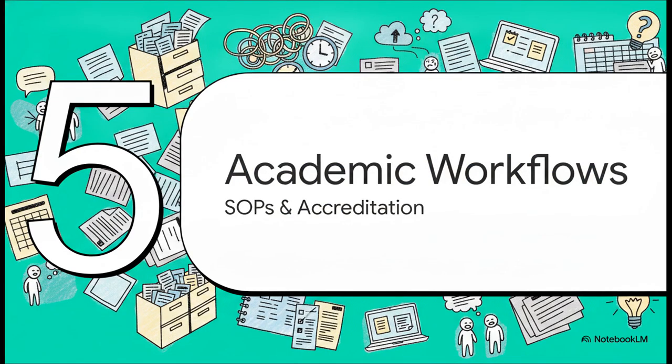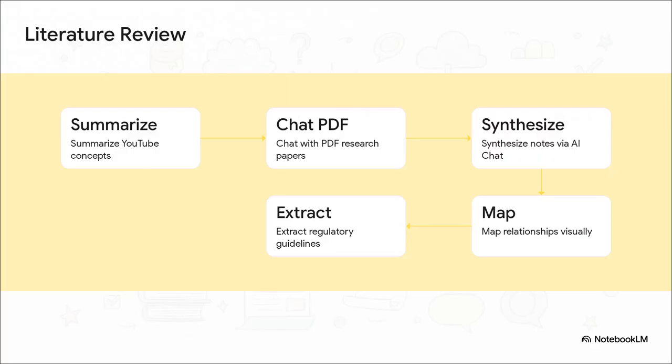Let's ground this in institutional reality. Section 5. Advanced Academic Workflows, SOPs, and NAC Accreditation. Let's see how this builds into a complete literature review workflow. This connects all those previously isolated features we just talked about into one cohesive 5-step process.